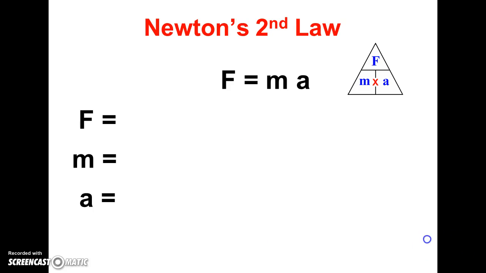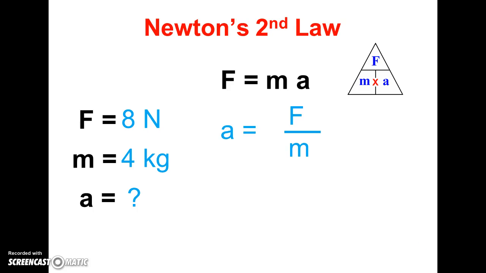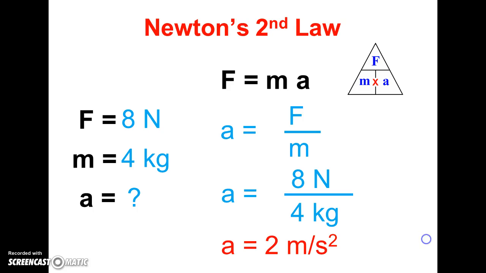Third example is solving for acceleration, given the force and the mass. Again, cover up the a, and you have force over mass. Plugging the numbers in, 8 newtons divided by 4 kilograms gives us an acceleration of 2, and the units are meters per second squared.